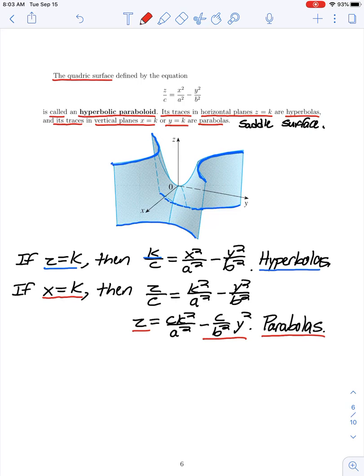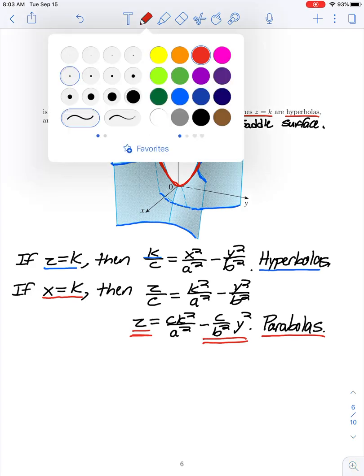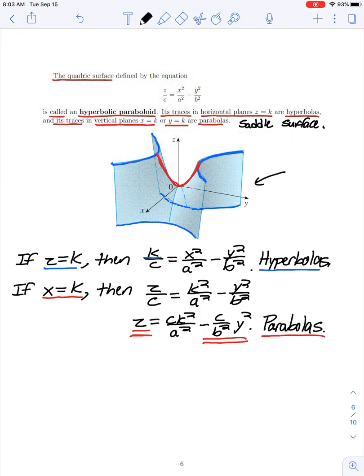Or here, I guess I've switched some of my constants. Maybe c would be negative in the example that I'm illustrating here, so that this term, negative c over b squared y squared, would be positive, so I would have an upward opening parabola in that plane. So in this particular surface that we're illustrating here, this would be an example where the constant c is negative.